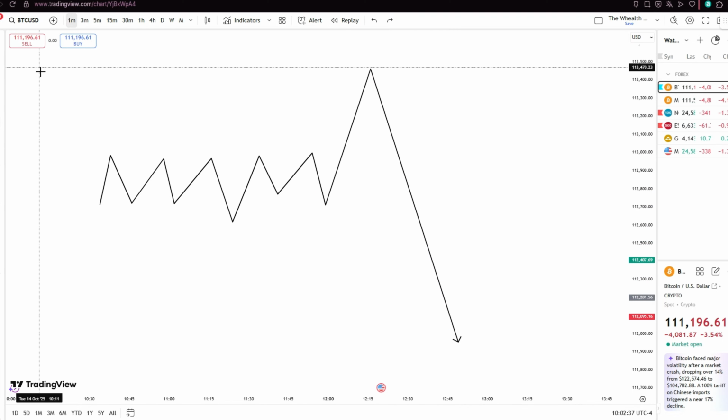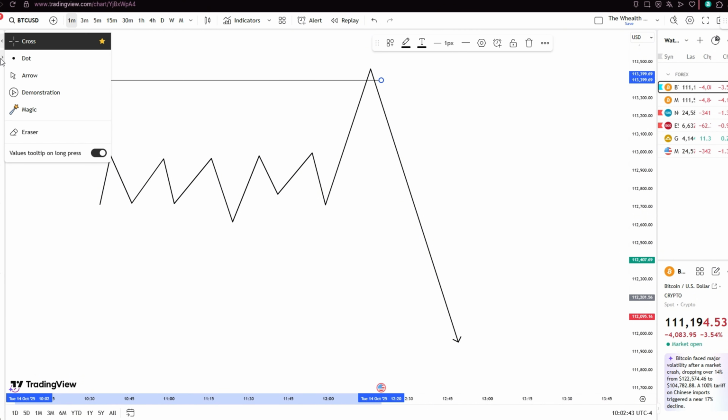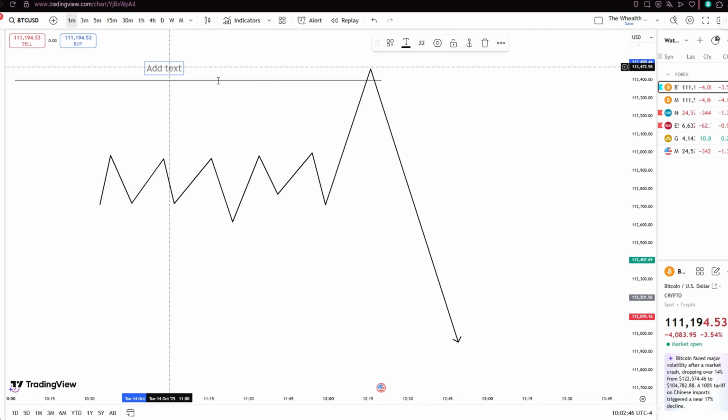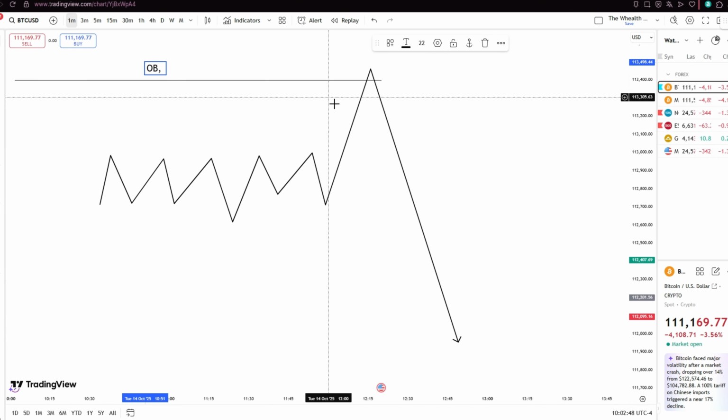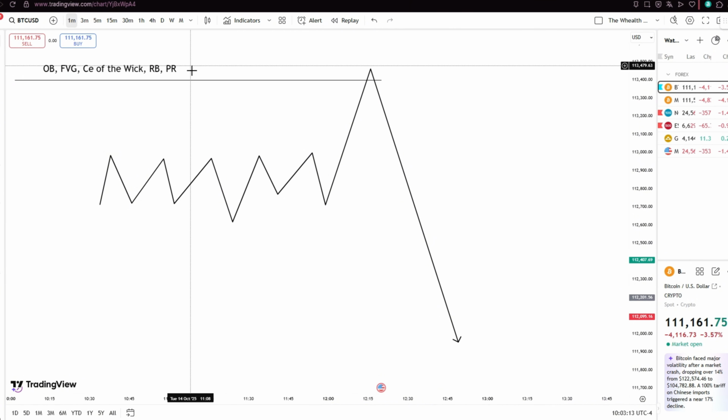If we have an hourly or 15-minute PD array such as order blocks, fair value gaps, the RB and the PR. The PR is something we created, we found out. Obviously we won't go over this here, but it's pretty decent.